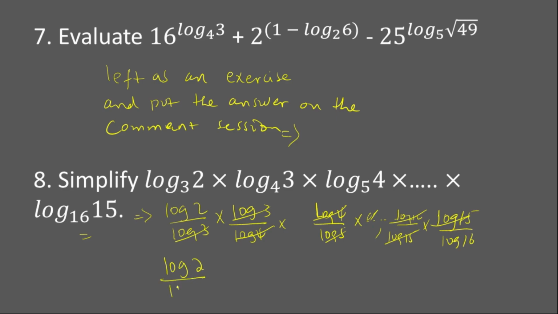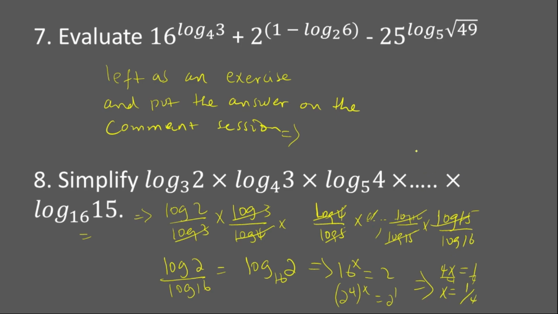So finally we are left with log 2 over log 16, which is equivalent to log 2 to the base 16, because this number can be put backward as a base. So 16 to the power of x gives 2. 16 is 4 squared, so 4 to the power of 2x equals 4 to the power of 1. Because we have the same base, the exponents are equal: 2x equals 1. Dividing both sides, x is equal to 1 over 4. So finally, the simplified form of these numbers is 1 over 4. We just have to apply the laws of logarithms.